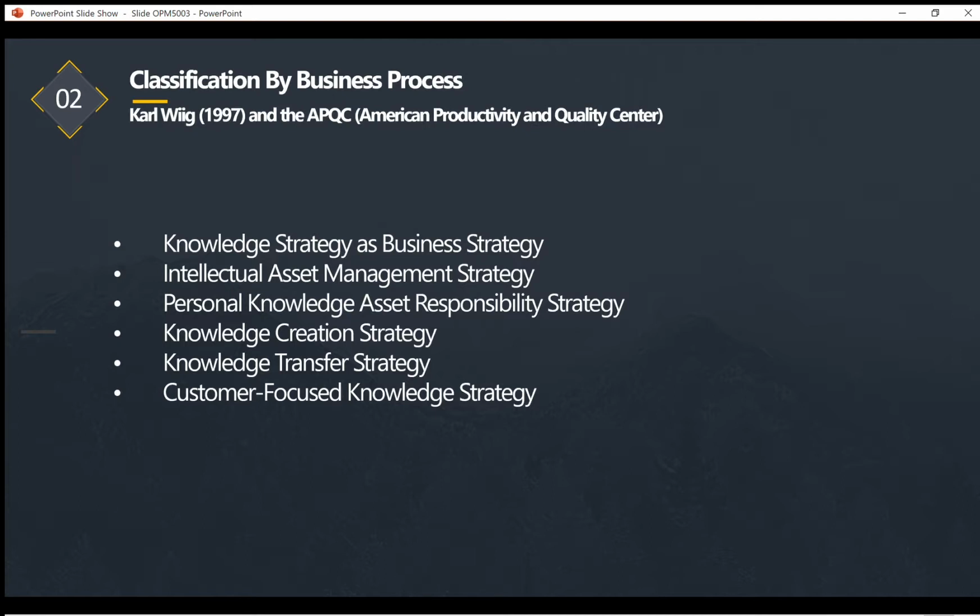In 1997, the American Productivity and Quality Center identified 6 emerging knowledge management strategies in a study of organizations considered to be leading the way in this area. The strategies reflect the different natures and strengths of the organizations involved.